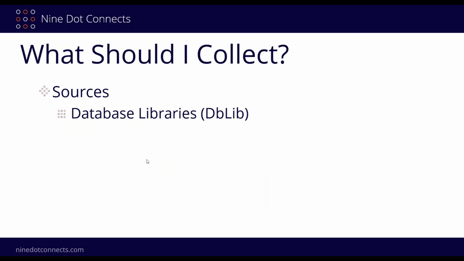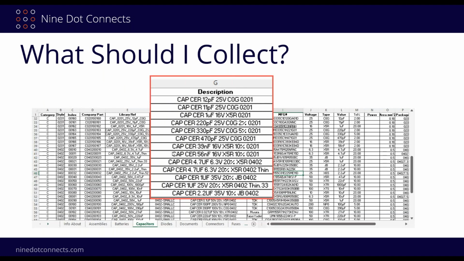So the collection, what do I need to collect? Well, there are different sources out there. Let's talk about the ones that we collect or try to collect when we engage with a customer. The first one is a database library, a DB-lib. And here's just an example of it. Some people say, well, what does a DB-lib even look like? Well, this is what it looks like. If you want more information about how they get set up, we've done webinars on that in the past. But this is just an example of a database, with columns of information, where each row is a component.